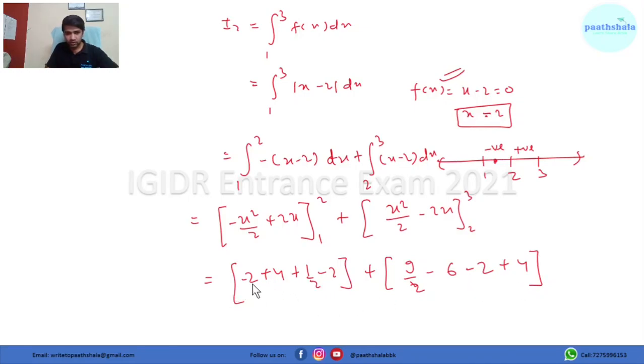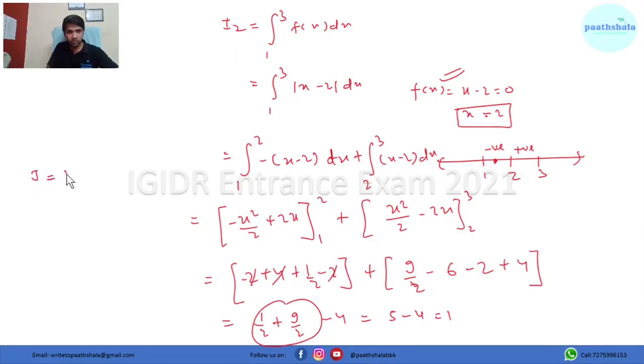So here you can see that minus 2 plus minus 2 minus 4 and 4, so this gets eliminated. From here it is coming out to be half of 9 by 2 minus 6 minus 2 minus 8 plus 4, this is minus 4. So this will become 10 by 2, that is 5 minus 4, which is equal to 1. So I1 and I2 both values are 1.